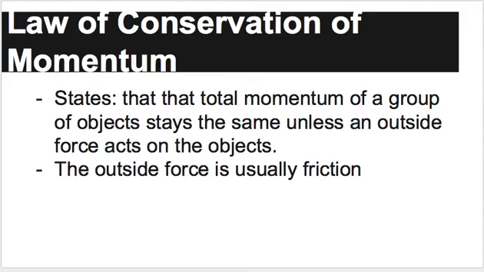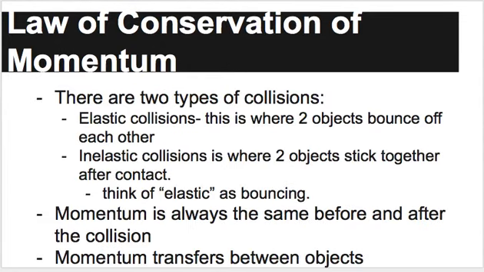The law of conservation of momentum states that the total momentum of a group of objects stays the same unless an outside force acts on the objects. The outside force is usually friction. So there are two types of collisions. We have elastic collisions. This is where two objects bounce off each other. And inelastic collisions is where two objects stick together after contact.